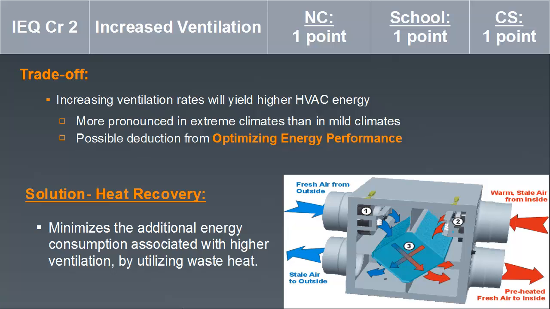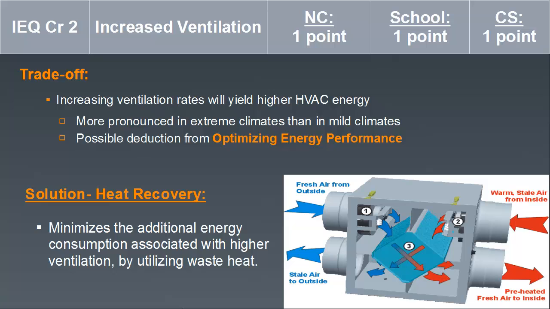So you can still get that 30% greater ventilation rate on top of the 62.1 code and still keep your energy efficiency at a high level by preheating fresh outside air with the stale exhaust air. Here's an example diagram of how that works in a heat recovery system.